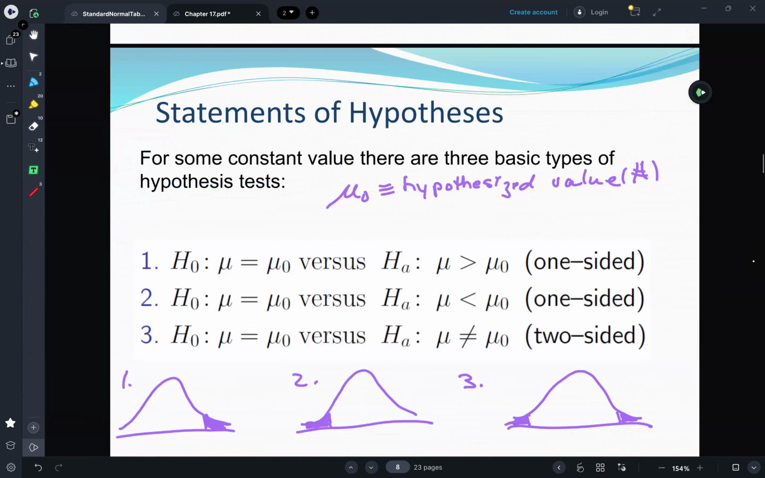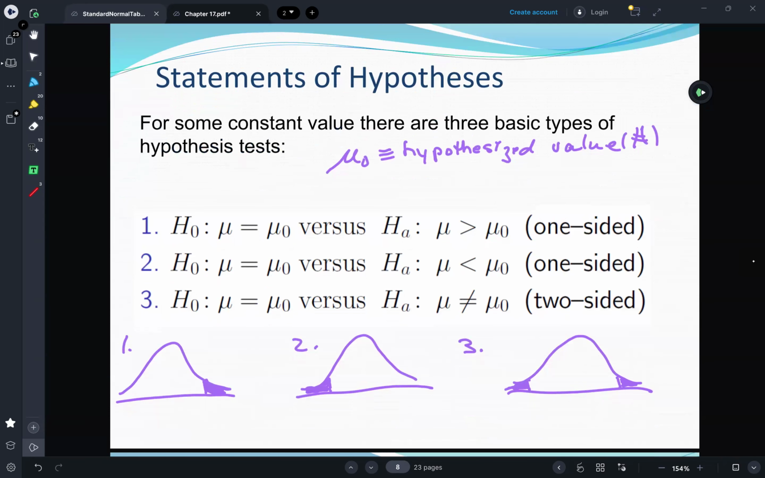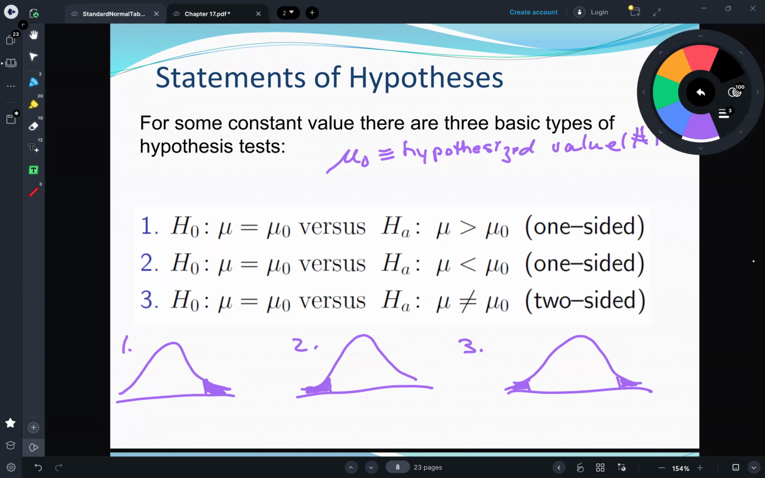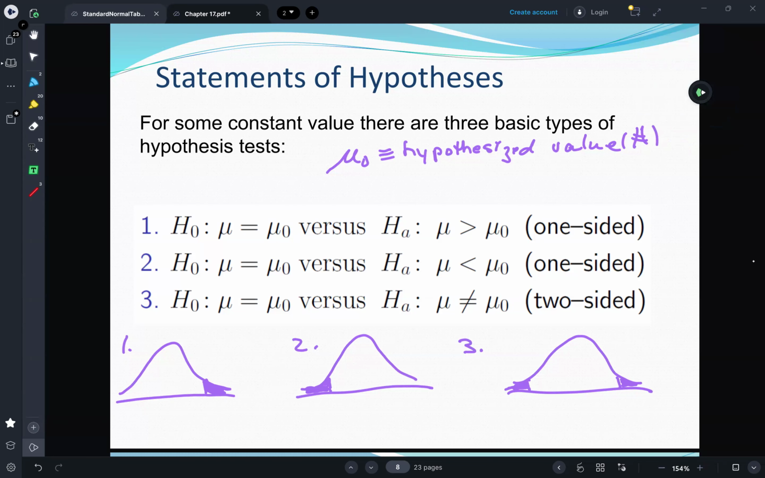That's the basic idea. So here are the three statements, the three different cases. You can run the test three different ways. You pick one, and then you go and get your data. One of these cases will be chosen by the researcher. It will be H naught, which is mu equals some hypothesized value, versus the alternative, which in case one is greater than. Case two is less than.